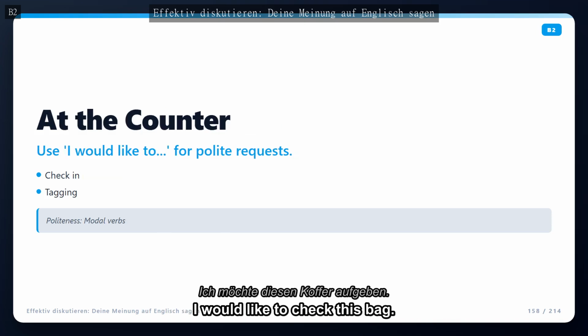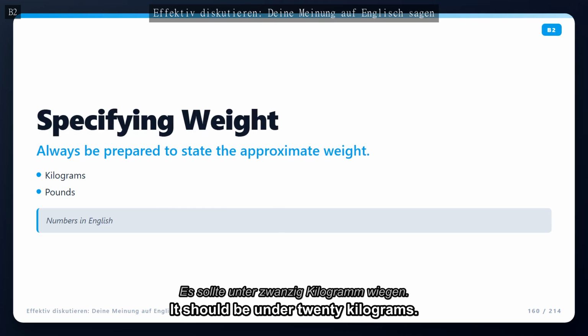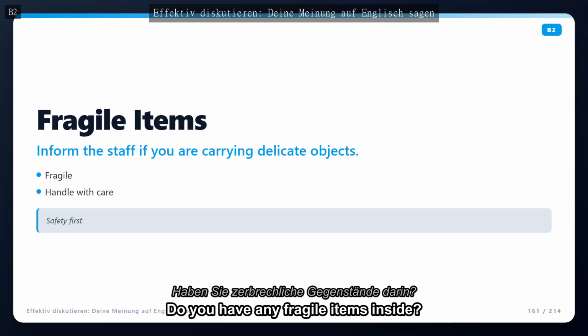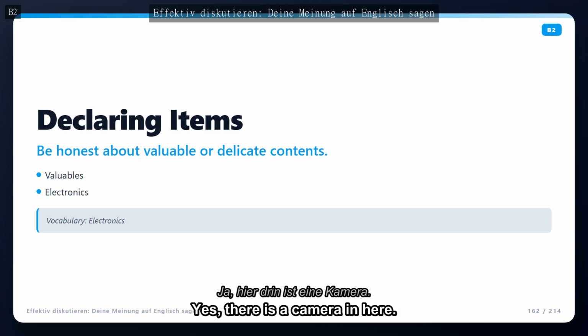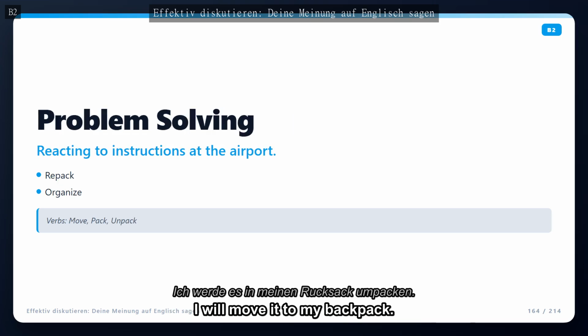I would like to check this bag. Is your bag within the weight limit? It should be under 20 kilograms. Do you have any fragile items inside? Yes, there is a camera in here. Please make sure it is in your carry-on. I will move it to my backpack.